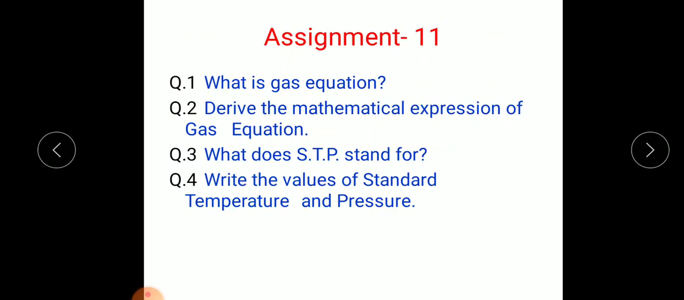So today's question is assignment 11. What is a gas equation? Derive the mathematical expression of the gas equation. Just now we have seen the derivation of the mathematical expression of the gas equation, so you will derive it. And what does STP stand for? And lastly, write the values of its standard temperature and pressure. So complete the assignment and send it in my mail.